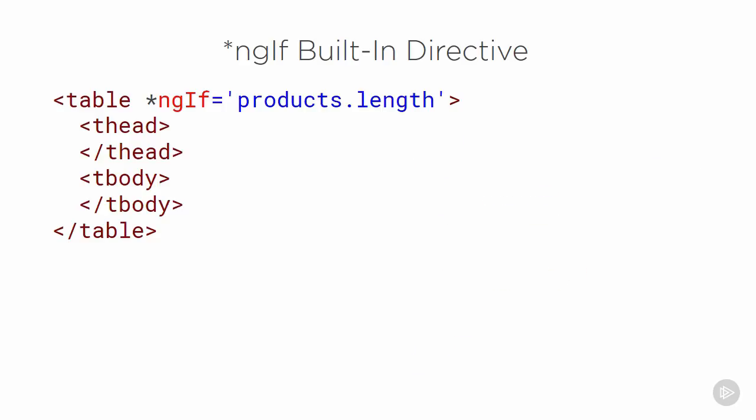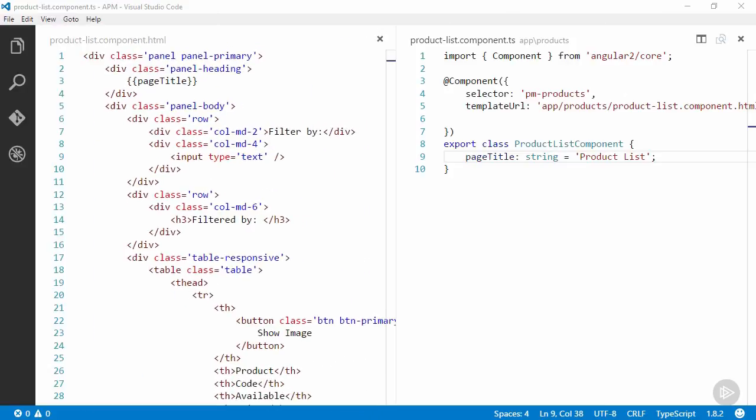Let's give this a try. We are back in the sample application looking at the product list component and its template. We only want to display this table of products if there are some products to display. So the first thing we need is a property to hold the list of products. Where do we define that products property? In the component's class, of course. We'll add a products property here.